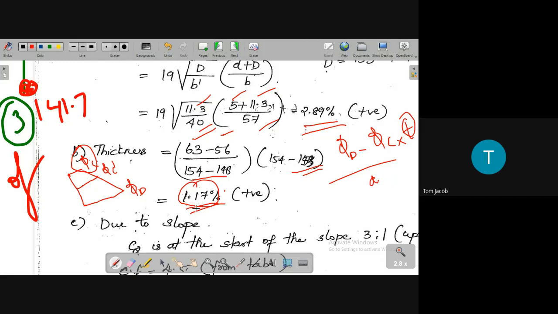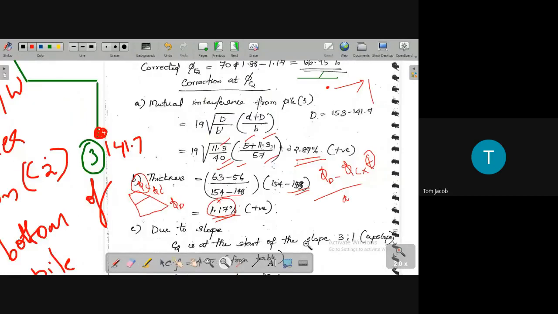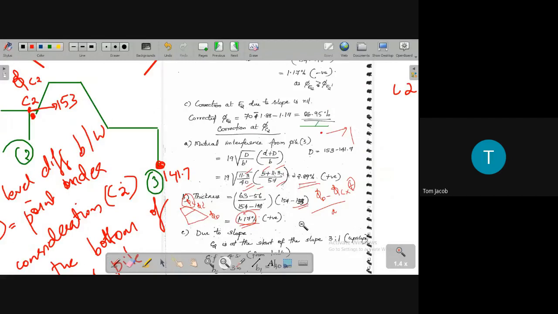Okay. Now, next, correction due to slope. Okay, so correction due to slope because point C2 is at the start of the slope.